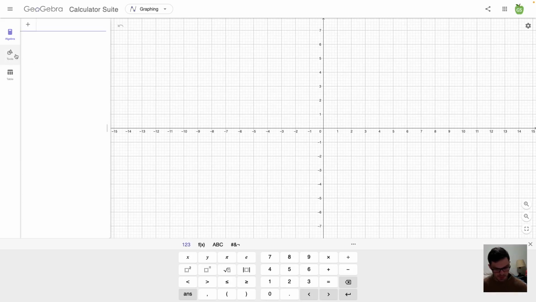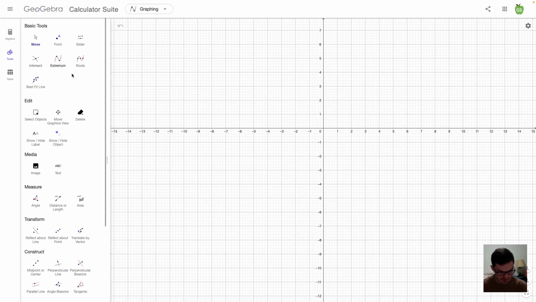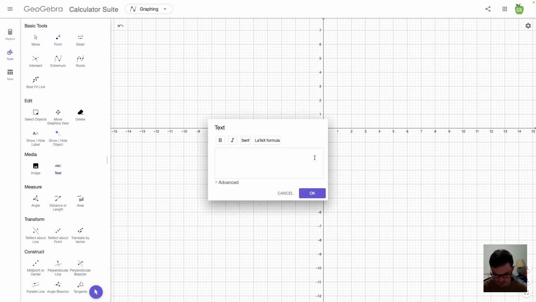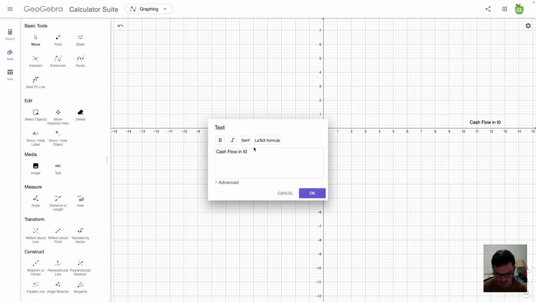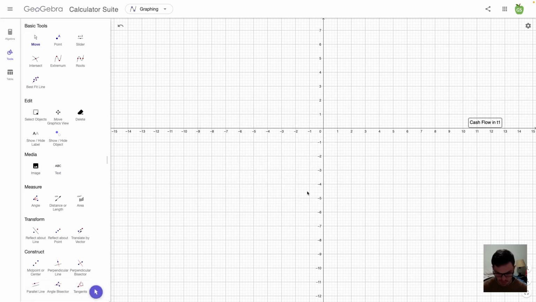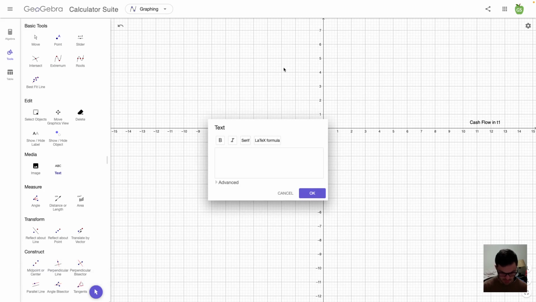And the first thing we're gonna do is let's label our axes as we normally do. So let's come in here and say this is cash flow and time 0. Whoops, I made a mistake. What do we want? We want that to be cash flow and time 1. And then here we're going to have cash flow and time 0.